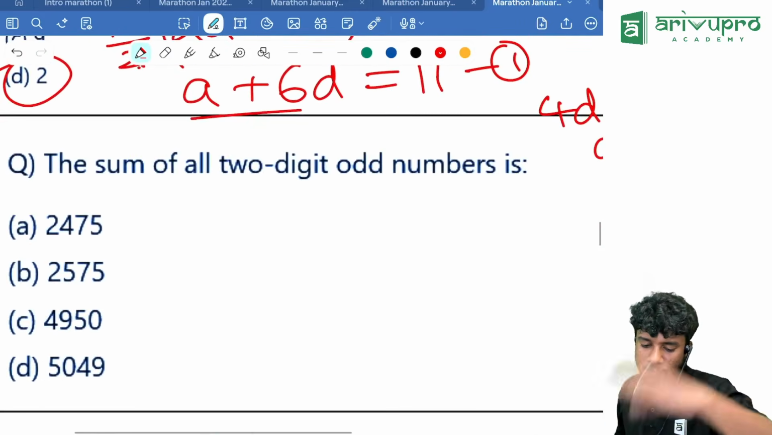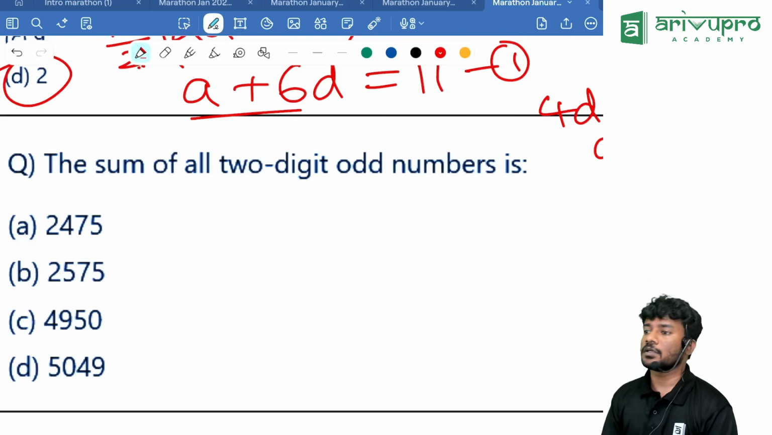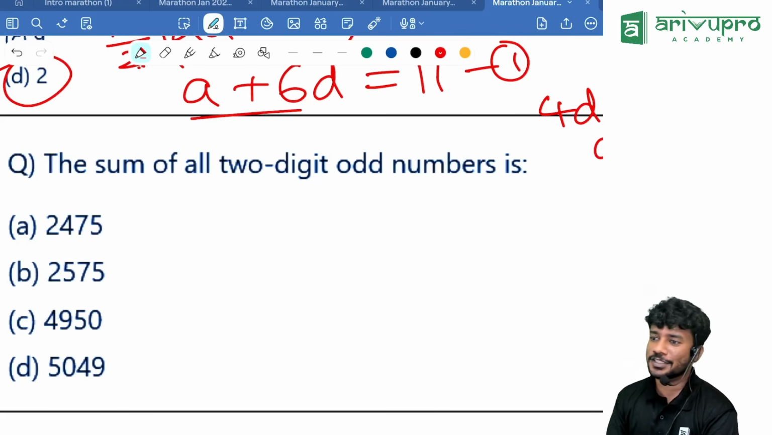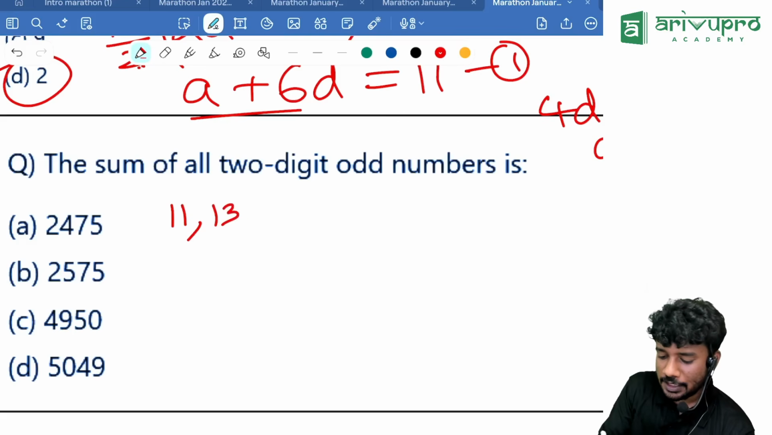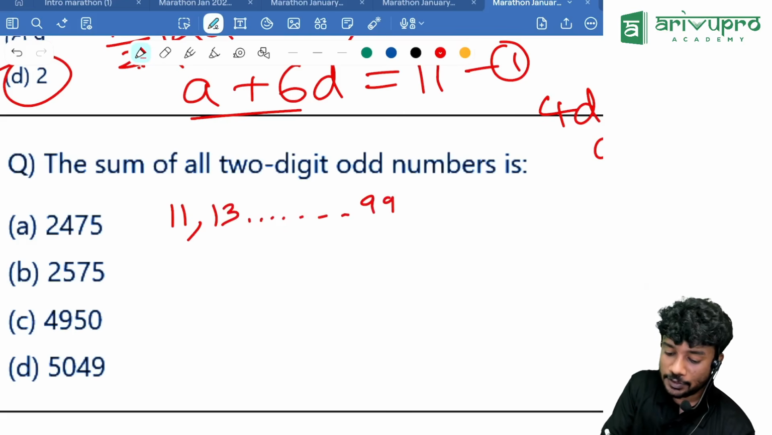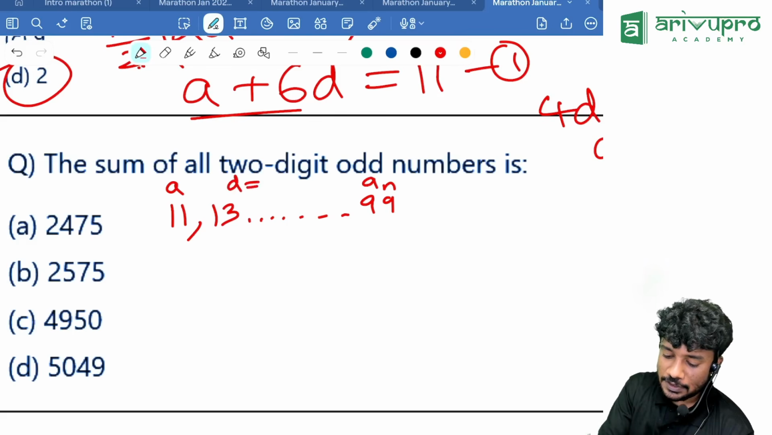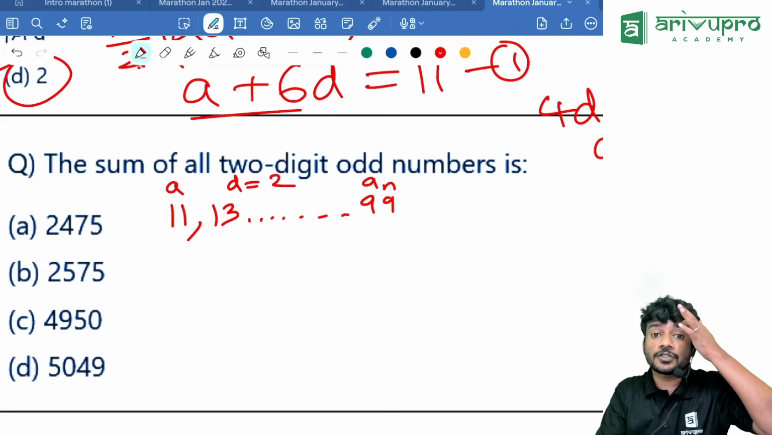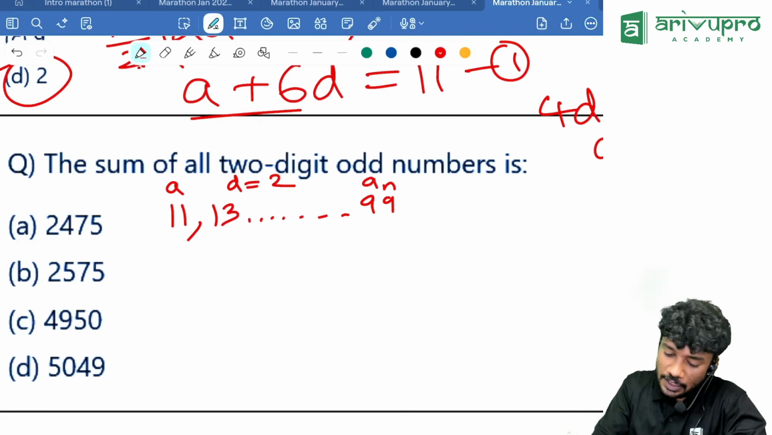Solve this for me. The sum of all 2-digit odd numbers. Who is the first 2-digit odd number? 11. Then 13, and so on, till what? 99. So the a value is there, the an value is there, and the d value is there. The d value is how much? 2, because for odd numbers the common difference will be 2.